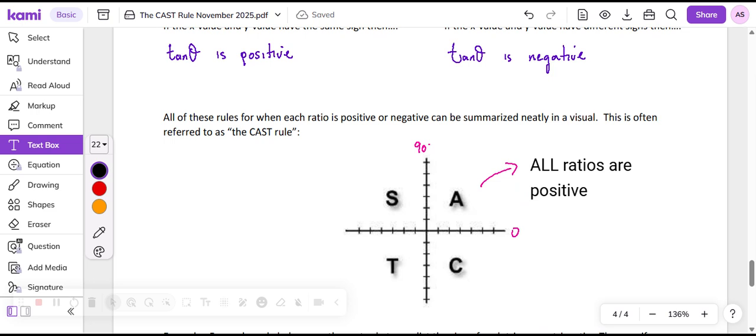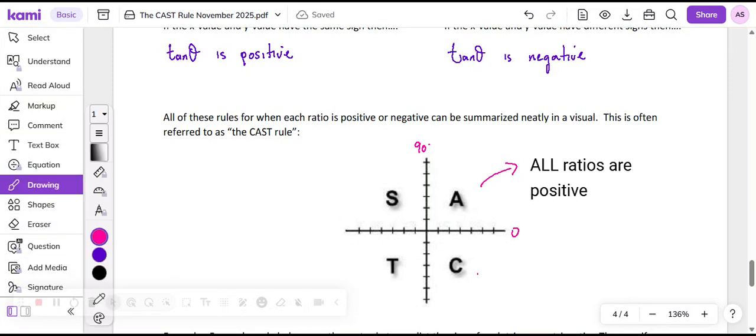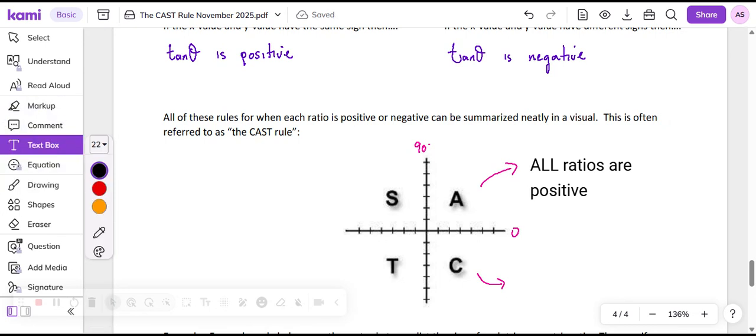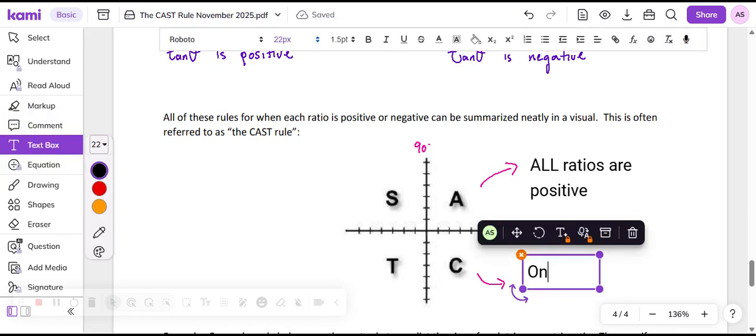That's where you guys worked in grade 10. In grade 10, all the right angle triangles, all the triangles work with sine, cosine, it was all angles between 0 and 90. Sine, cosine, tan were all positive all the time. In this bottom right quadrant, where the x values are positive, but the y values are negative, only the cosine ratio is positive.